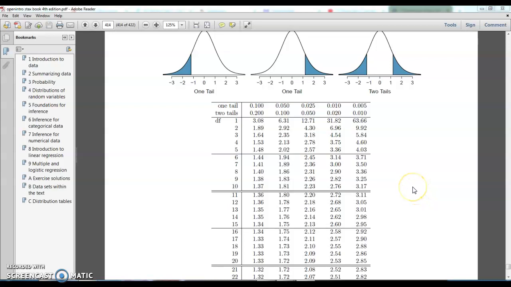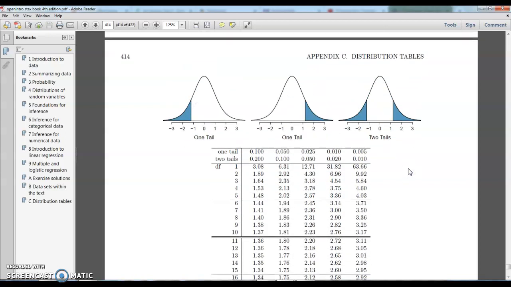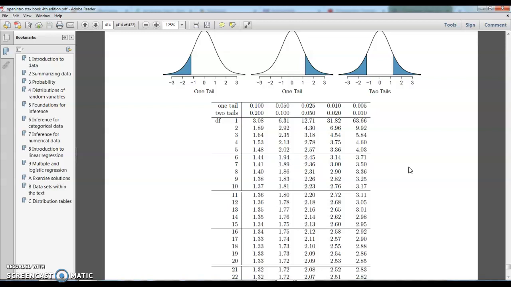I just want to talk briefly about how to read this table. This is our t-distribution table from our book on page 414. Listed over here on the left, these are the degrees of freedom. Remember, degrees of freedom are one less than the sample size. The t-distribution is different because these are all critical values. They're not probabilities like in the z-score table.